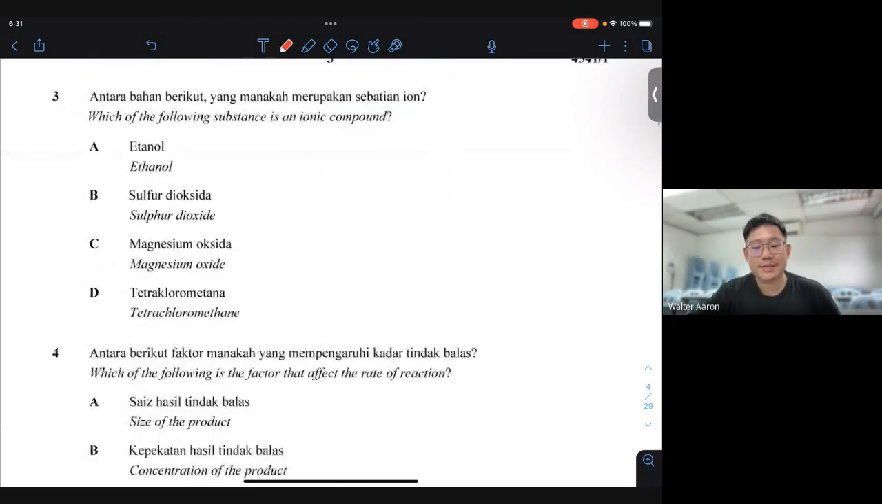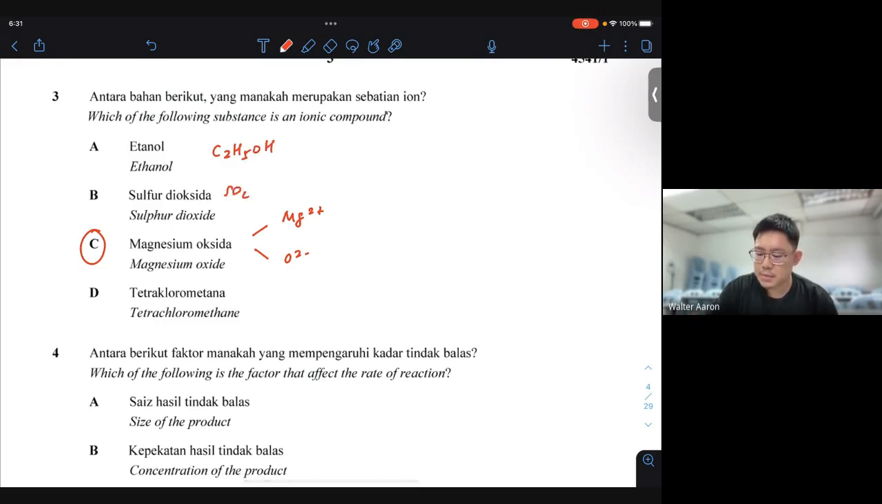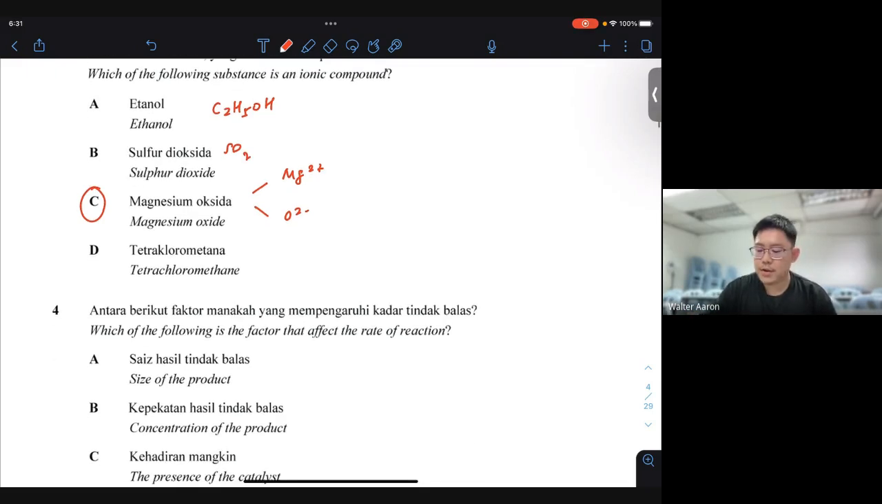Number 3, which of the following substances is an ionic compound? Ionic compounds are technically made up of ions. And in this case, there's only one thing which is made of ions, and the answer is magnesium oxide. Magnesium oxide is made up of magnesium ions and also oxide ions, while the rest of the other answers are technically made up of molecules. For example, this is ethanol, which is made up of ethanol molecules. This is made up of sulfur dioxide molecules. And then we have tetrachloromethane, which is also made up of molecules. So the only ionic substance over here will be number 3.